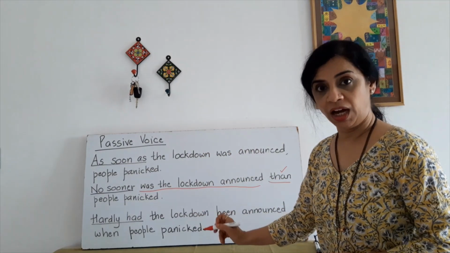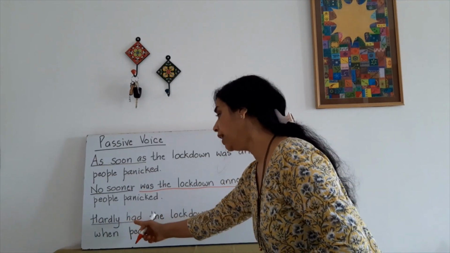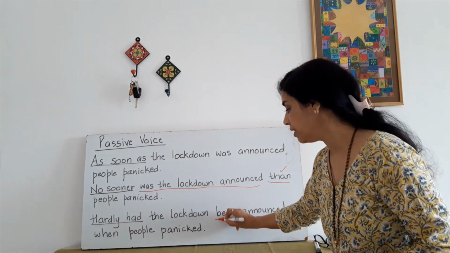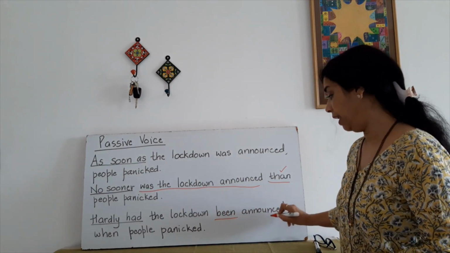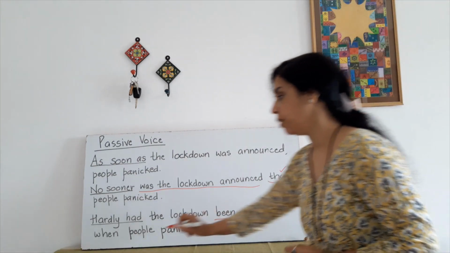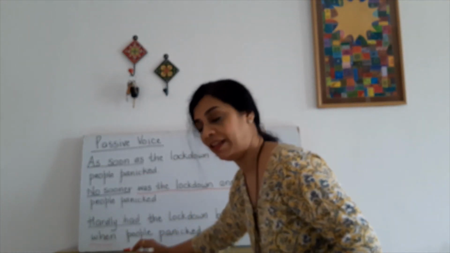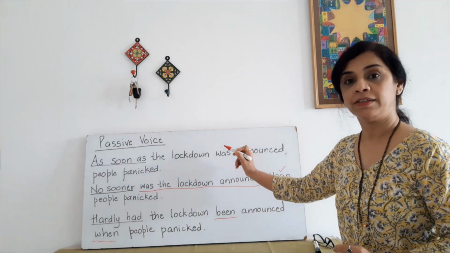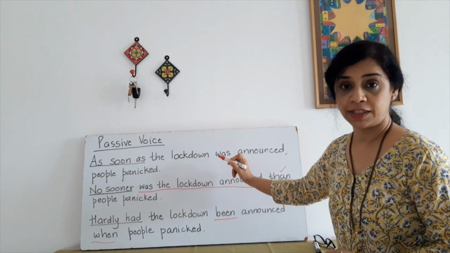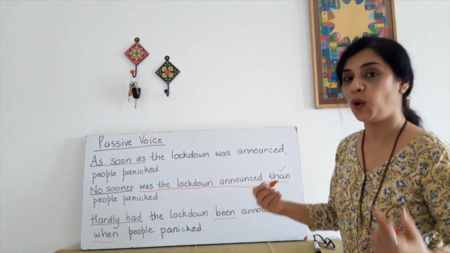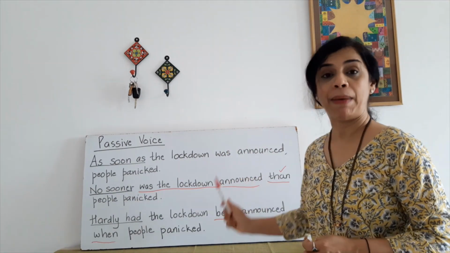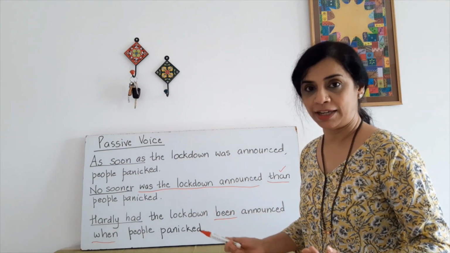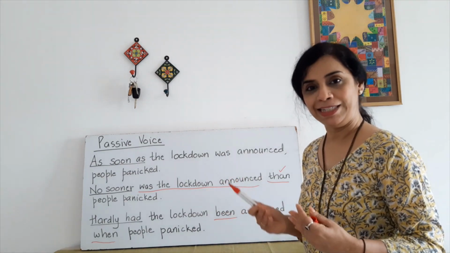Now when you change it to hardly had, the lockdown been announced. Notice this word here, been announced, because it's in the passive voice. When the friend has to be there, when people panicked. So check the voice. When you check the tense, you have to also check whether the sentence is in the passive voice or in the active voice. You'll practice some more sentences and then you will get it easier.